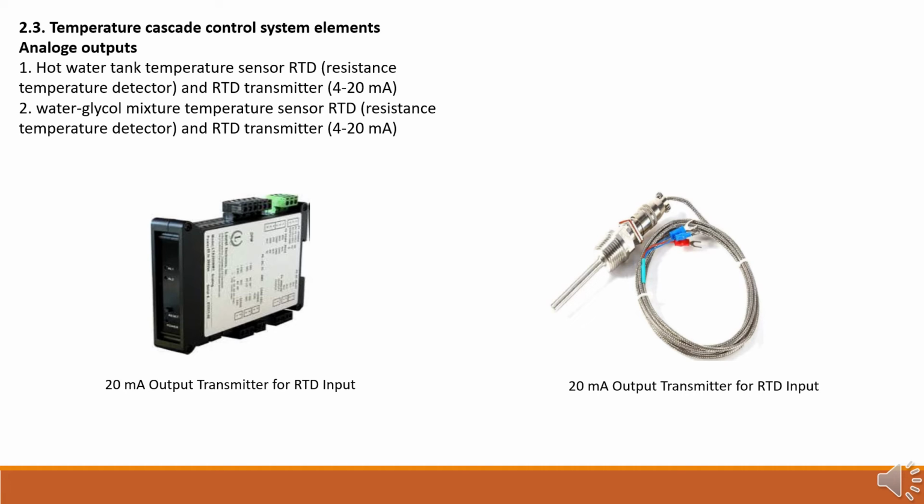Here in this slide, on the left-hand side is the 4 to 20 milliampere output transmitter for the RTD to convert the RTD signal to 4 to 20 milliampere. On the right-hand side, we have the RTD input transmitter, which is measuring the temperature from the tank and converts this temperature to resistance.